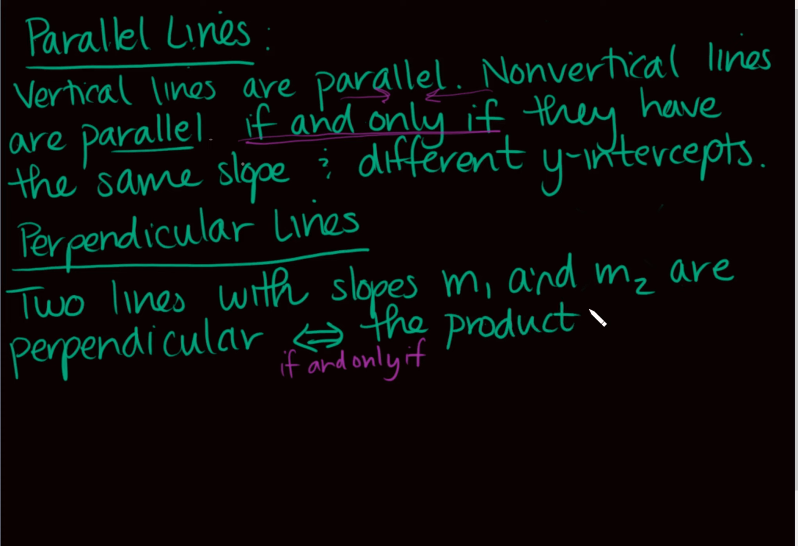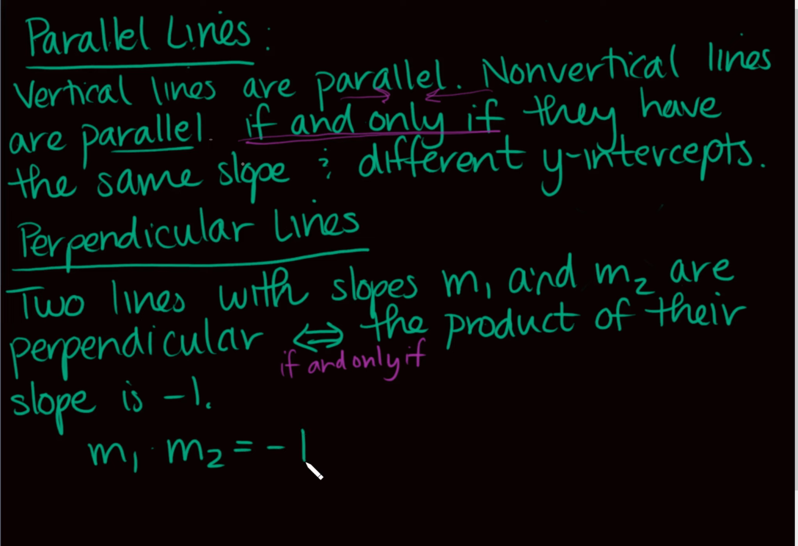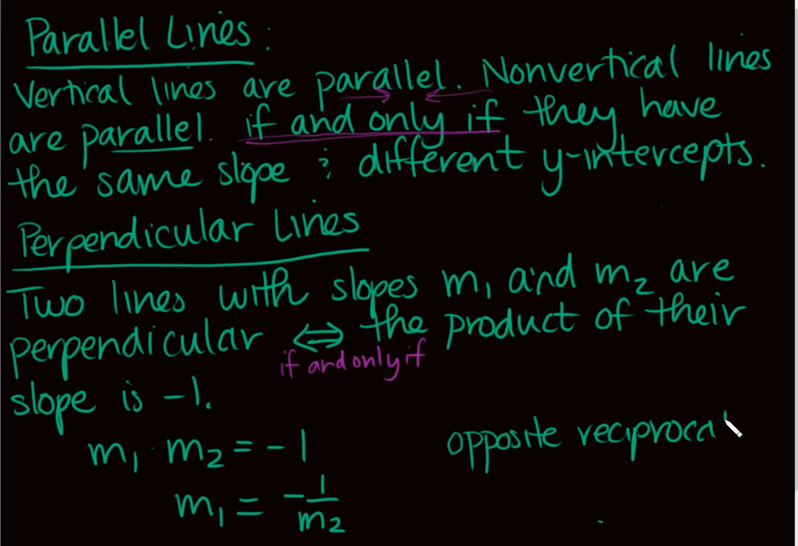What does that mean? That just means they're opposite reciprocals. Why? I'll show you. Don't you fret. Okay, so if m1 times m2 is equal to -1, if I solve for one of these, look at what I've shown: m1 is -1 over m2. So m1 is the reciprocal of m2, and it's the opposite sign. That's it. They have opposite reciprocal slopes. Okay, that's all that means. Opposite reciprocal slopes.